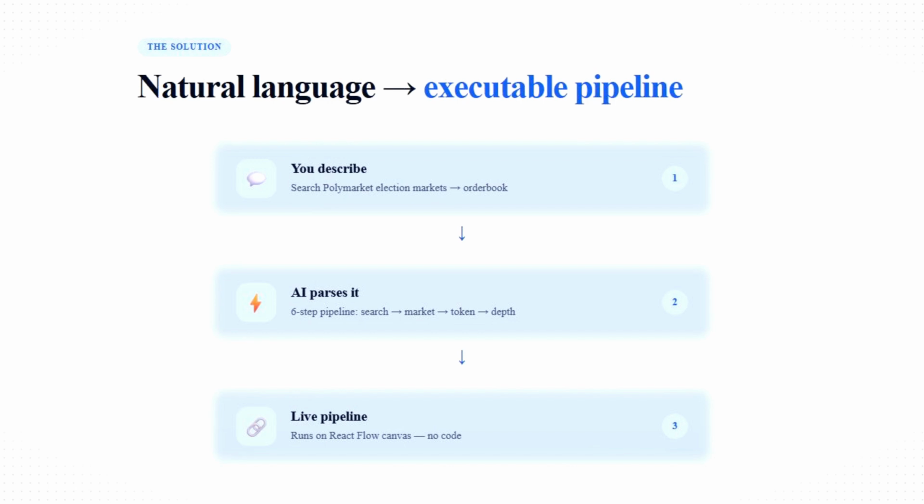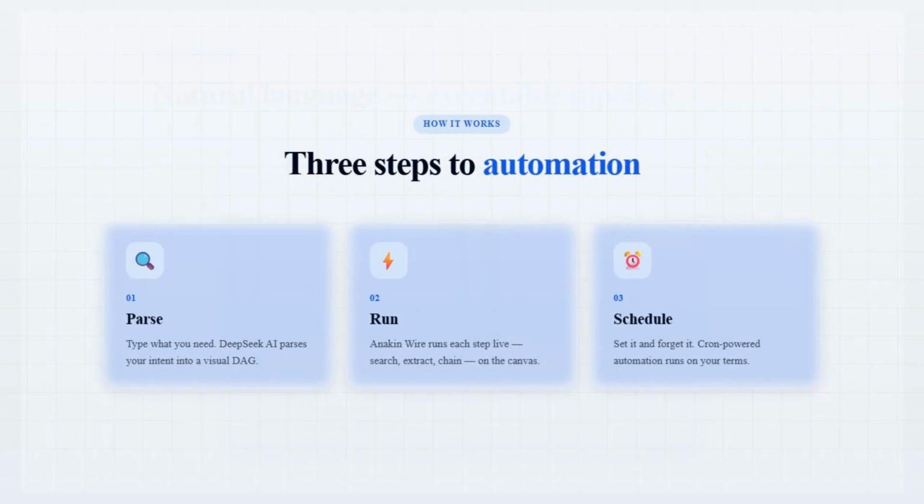DeepSeek passes your intent into a visual graph on a React Flow canvas. Each node is a real Anakin wire action, connected with data mappings you can see and edit.